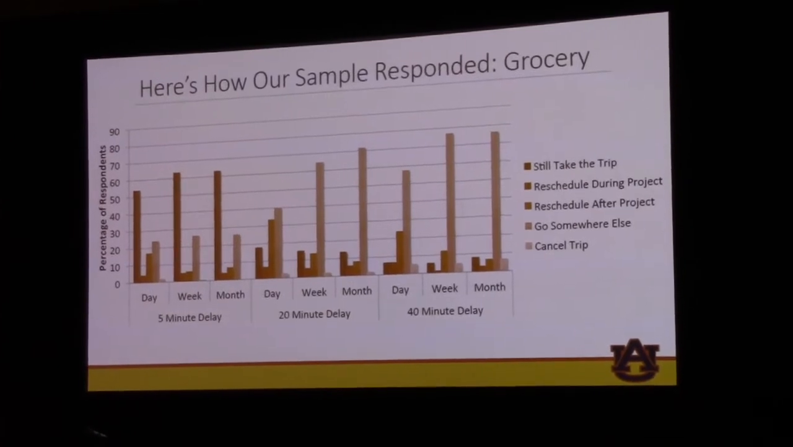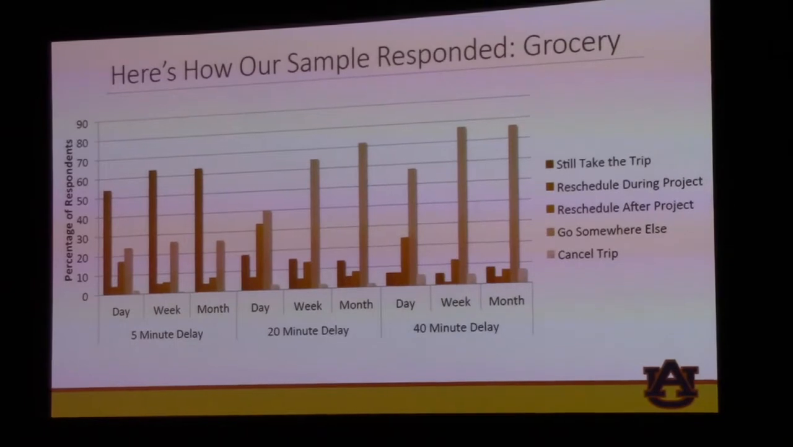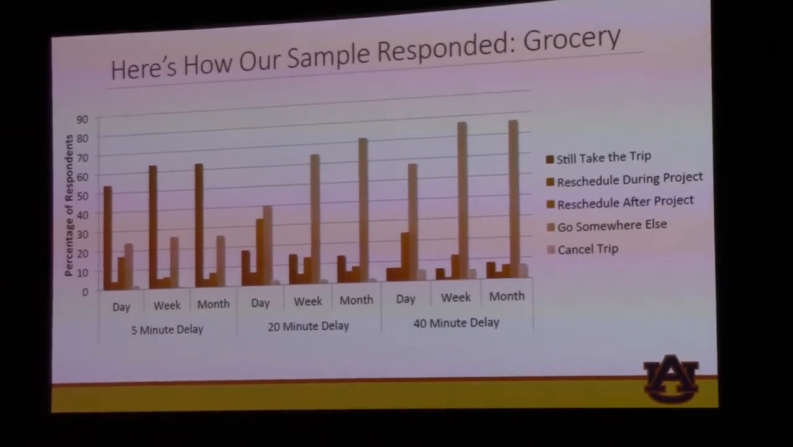So the darker the color means the more likely you are to continue doing what you would normally do. And then the lighter the color means the less likely you are to do what you were going to do. So within a 5-minute delay, pretty much everybody across the board jumped in and said, yep, we'll just do what we used to do and we'll suck it up and go with it.